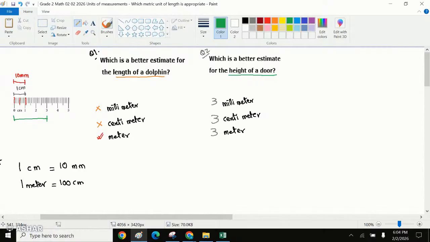Let's focus. What should be the height? It cannot be millimeters. It cannot be centimeters. And we can say 3 meter is a better measure. Yes, thank you. Okay.